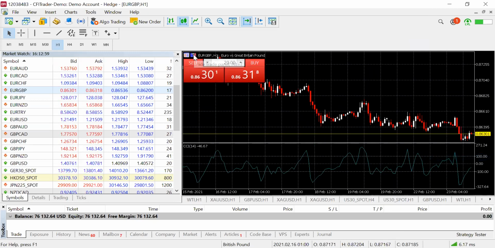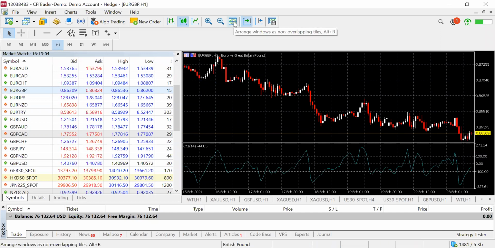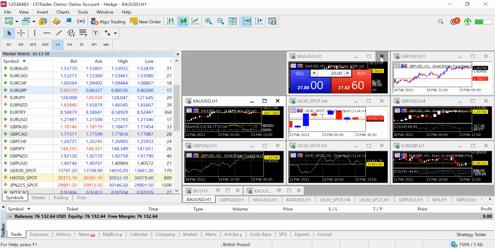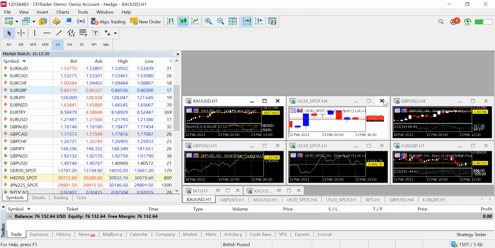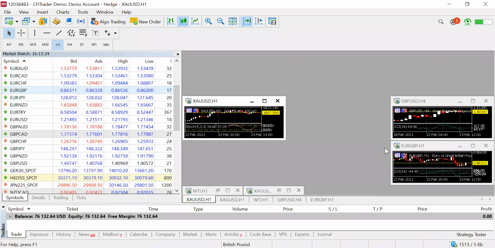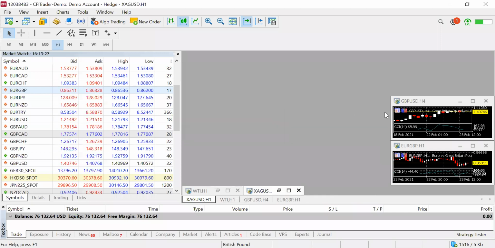If you want to see these two charts together, all you have to do is go up here and click there, and you have pretty much all the charts that you are currently using. If you only want to use two, you simply delete them and choose the ones you want. So in this case, let's go with the Euro, pound sterling, and sterling and US dollar.